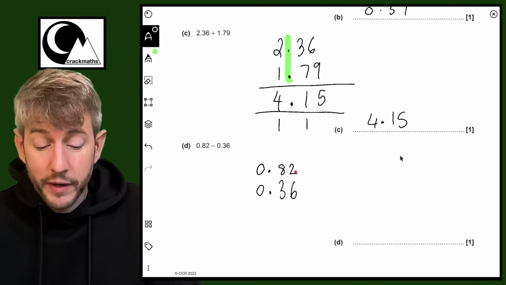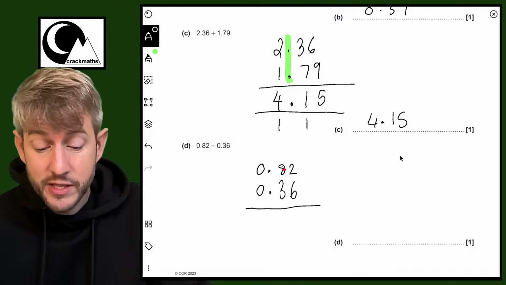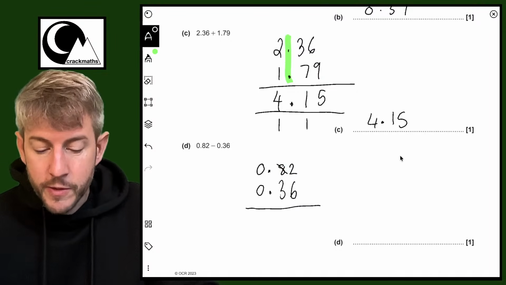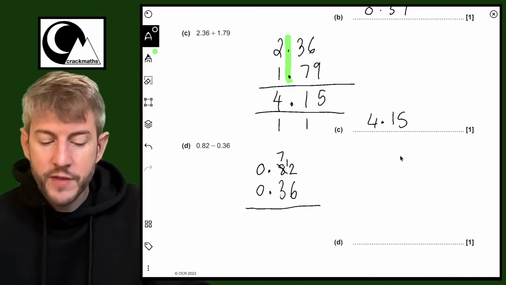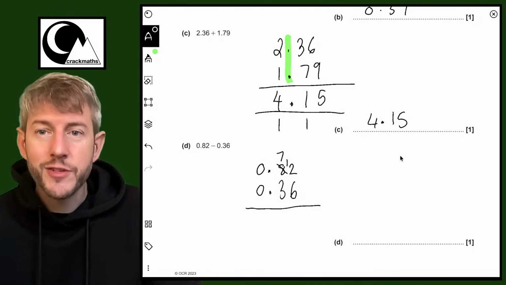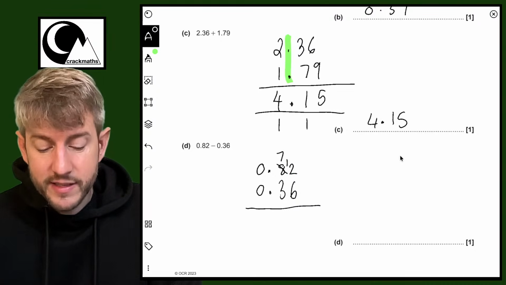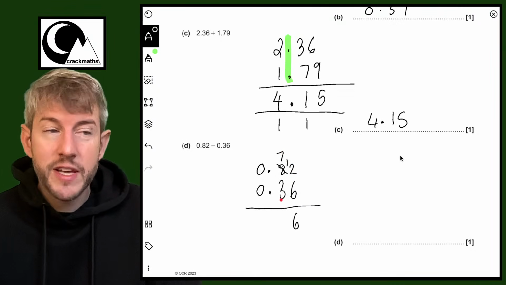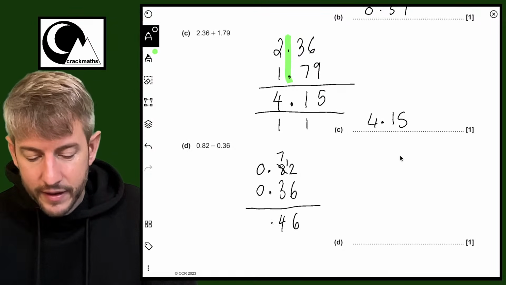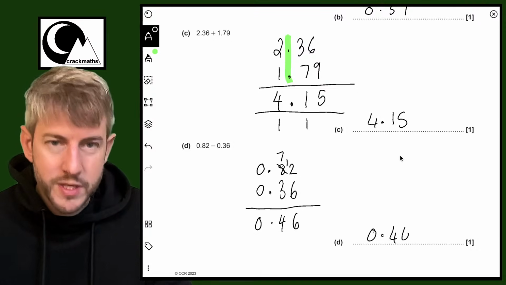So first of all, I can't do 2 take away 6 because 6 is larger than 2. So what I'm going to do is split this 82 up into 7 and 12. So this is now like 70 add 12, which still makes 82. But it just means that we can do 12 take away 6. So 12 take away 6 is 6. 7 take away 3 is 4. And then I can put my zeros here. And there we go, that's the answer to that, 0.46.